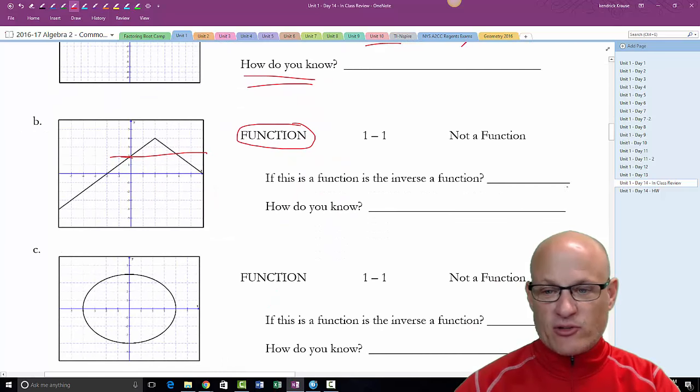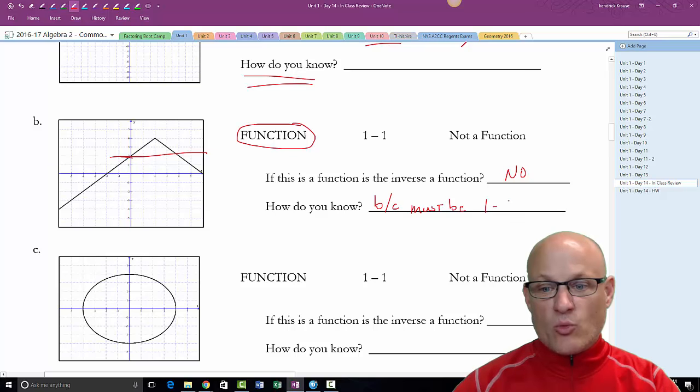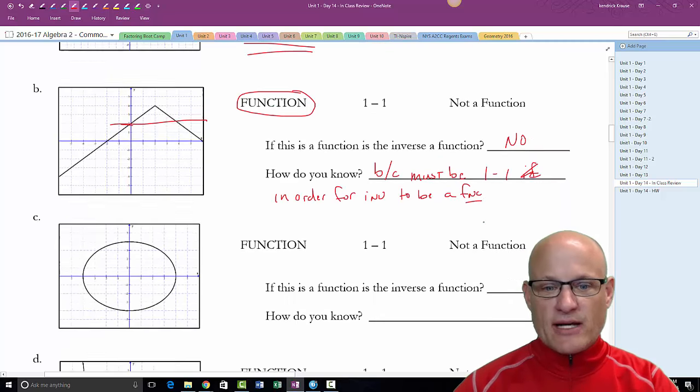If it is a function, is the inverse a function? No. In order for it to, how do I know? Because it must be one-to-one. In order for the inverse to be a function. Woo! Man, having a hard time this morning, kids.